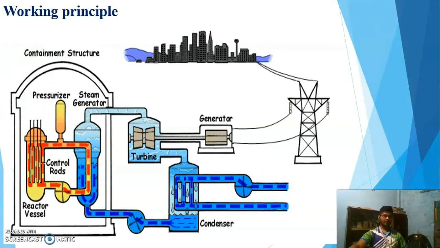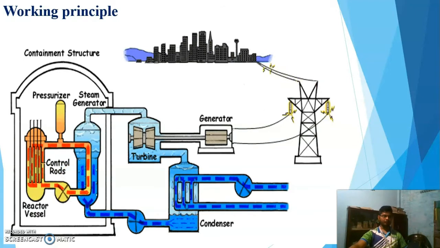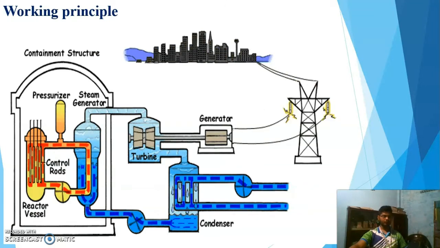Here is the working principle of a nuclear power plant. Here we can see a nuclear reactor. Here a neutron hits the atom of a uranium. The atom breaks down and a huge amount of heat is produced. The control rod controls the speed of the fission reaction.